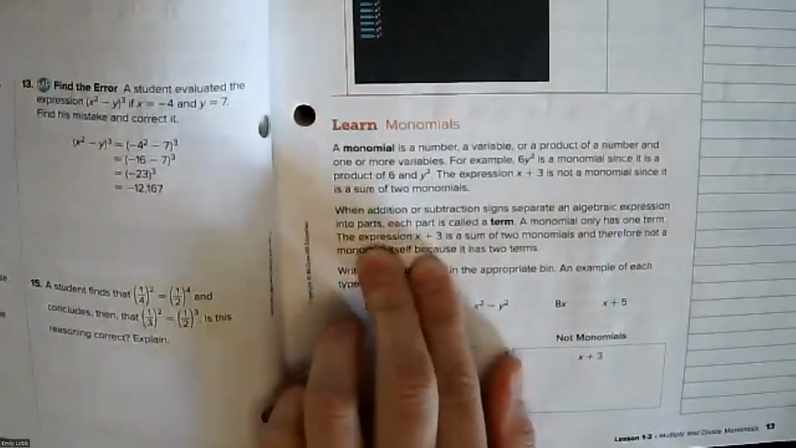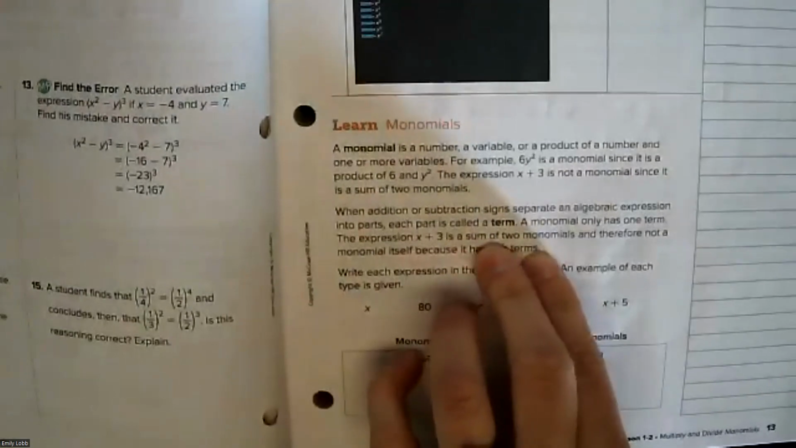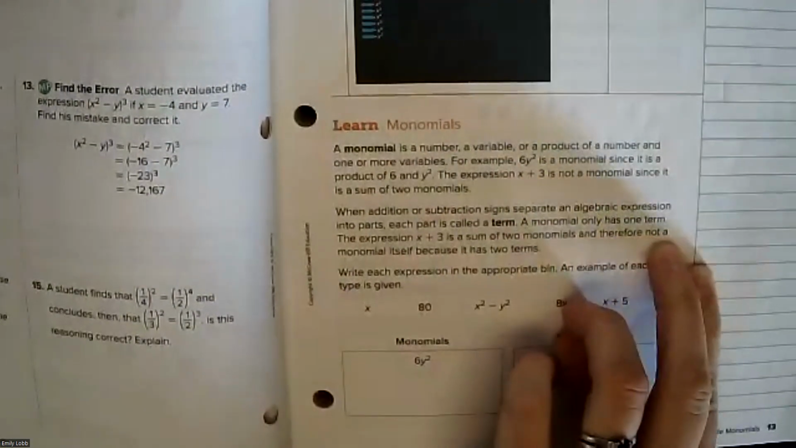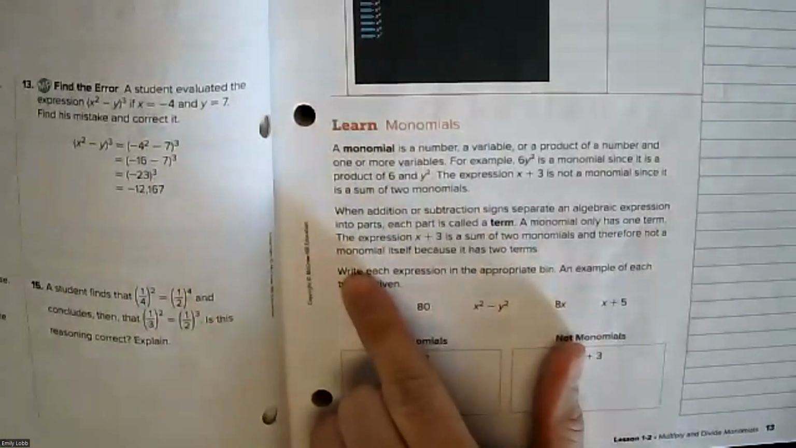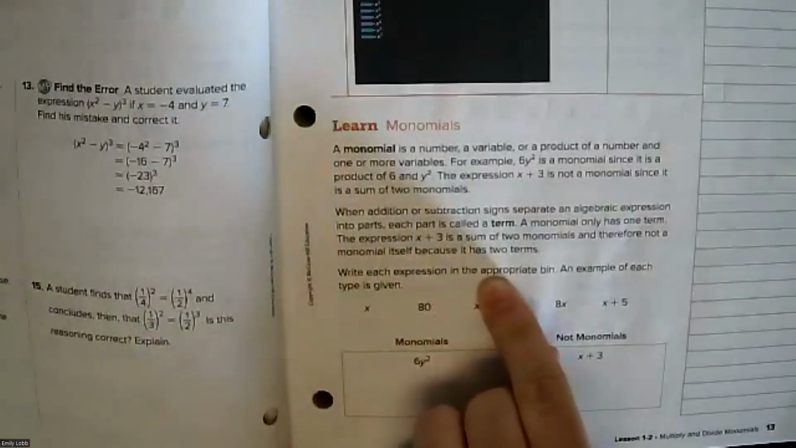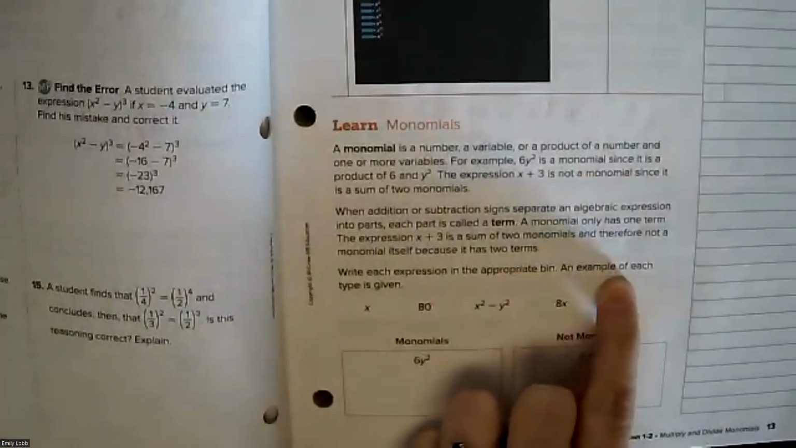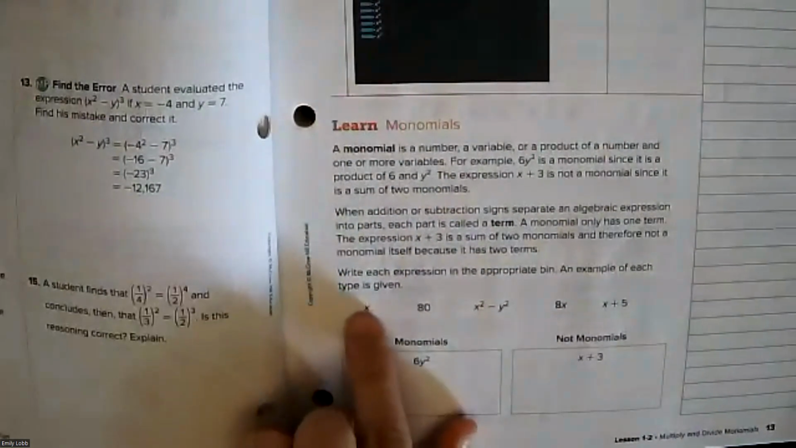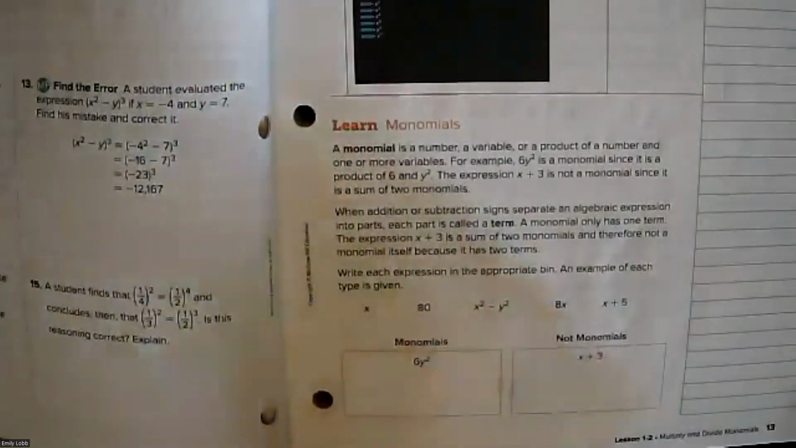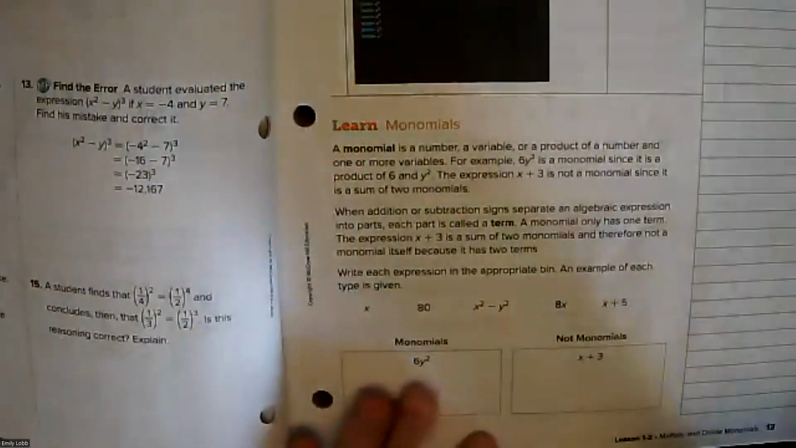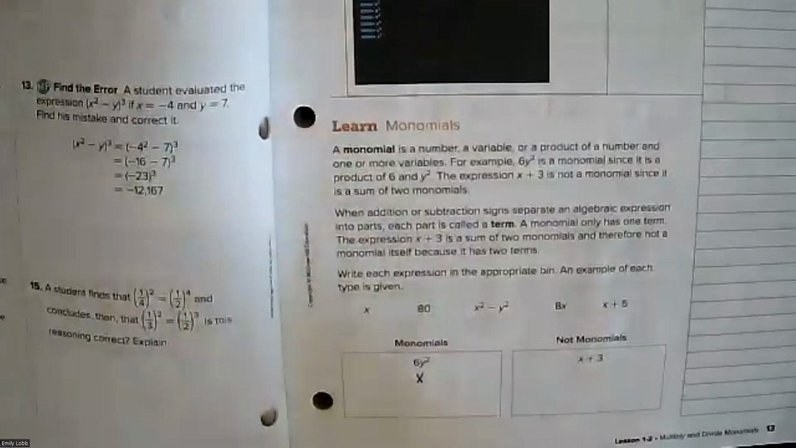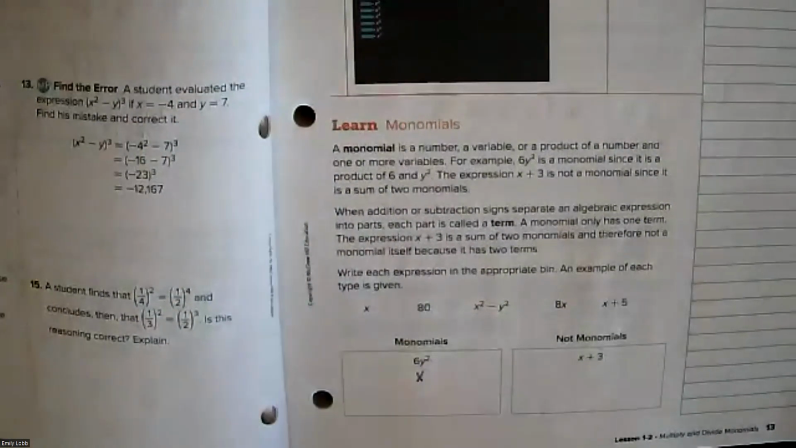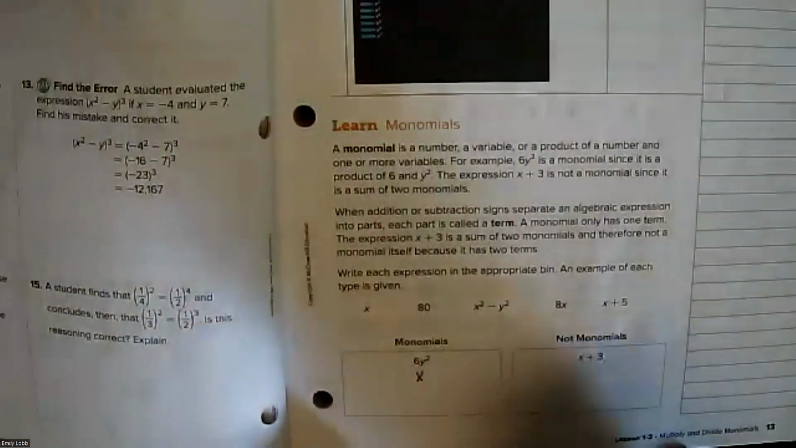All right, the expression x plus 3 is the sum of two monomials and therefore not a monomial itself because it has two terms. So we're going to write each expression in the appropriate bin. An example of each type is given. So is x a monomial or not a monomial? It's a monomial. It's just one term. How about 80? Is that one term or more than one term? It's just one.